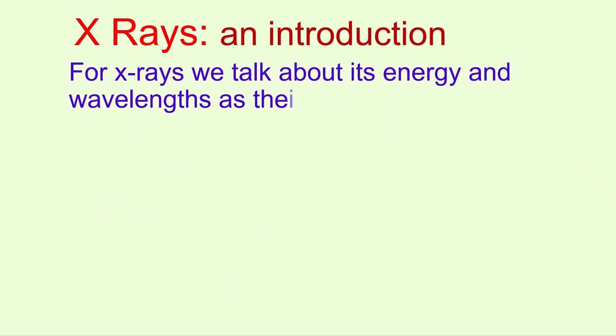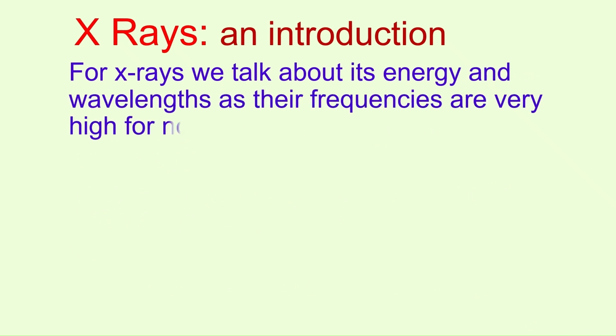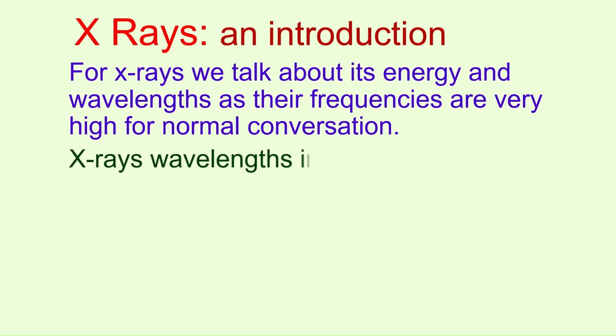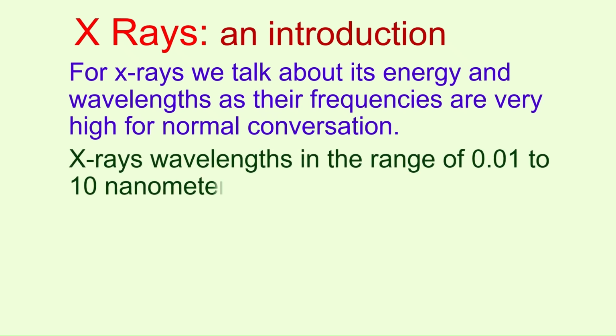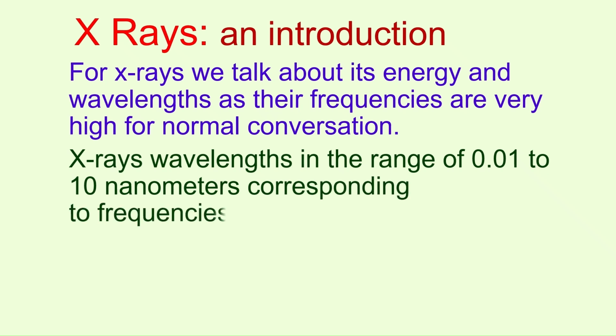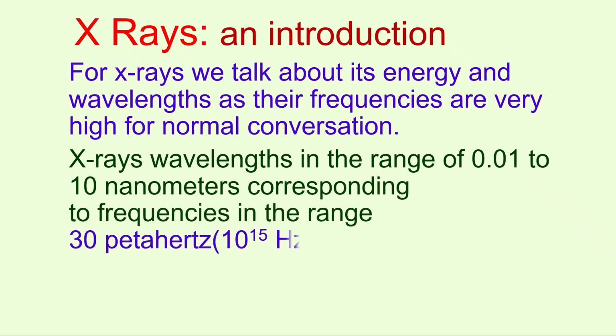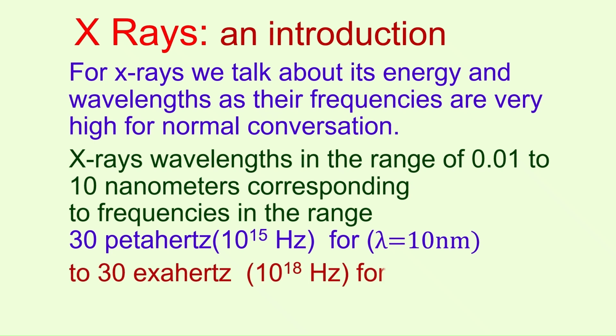For X-rays, we talk about energy and wavelength, as their frequencies are very high. For normal conversation, X-ray wavelengths in the range of 0.01 to 10 nanometers correspond to frequencies in the range of 30 petahertz, 10 to the power of 15 Hz, for lambda equals 10 nm, to 30 exahertz, 10 to the power of 18 Hz, for lambda equals 0.01 nm.